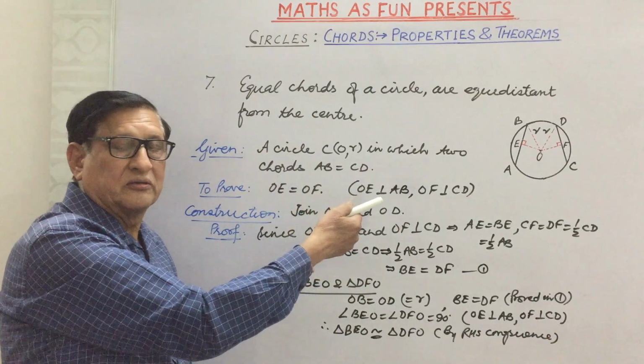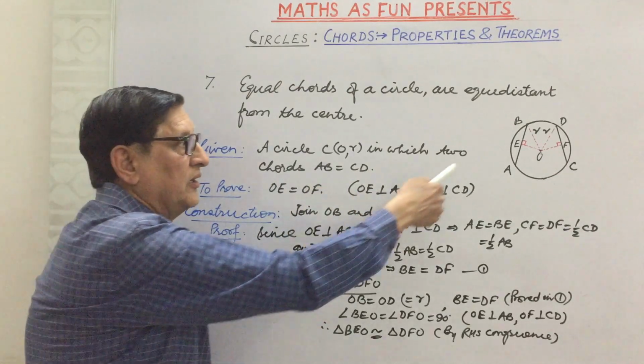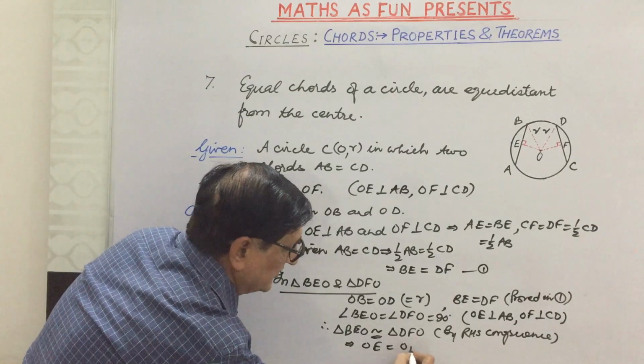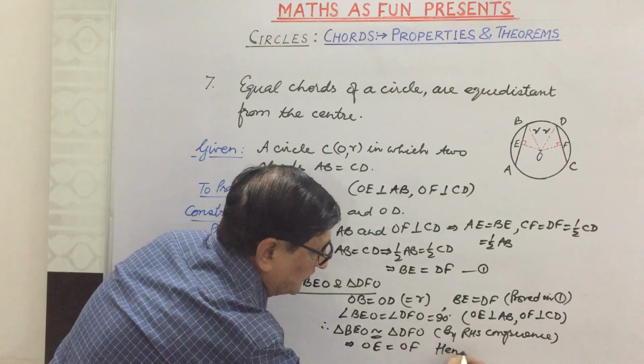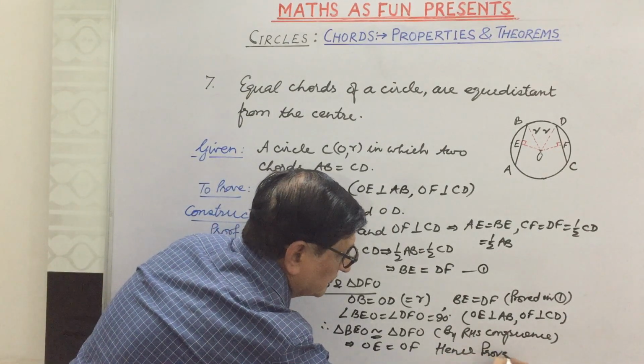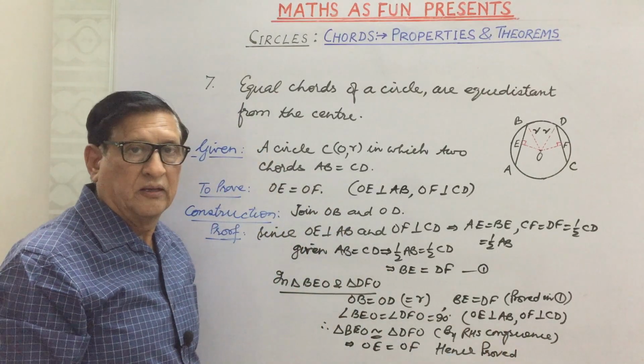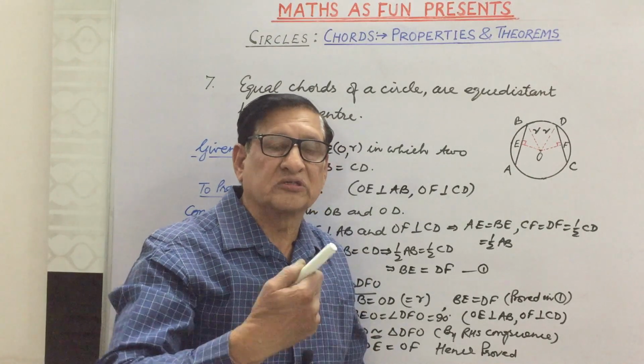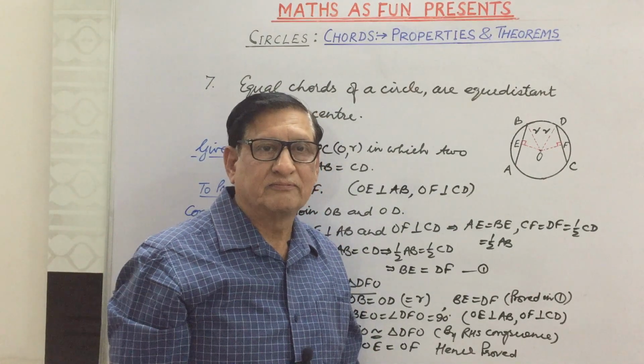And if they are congruent, corresponding parts are equal. It means OE is equal to OF, and this is what we had to prove. So we could prove here that equal chords are at equal distance from the center.